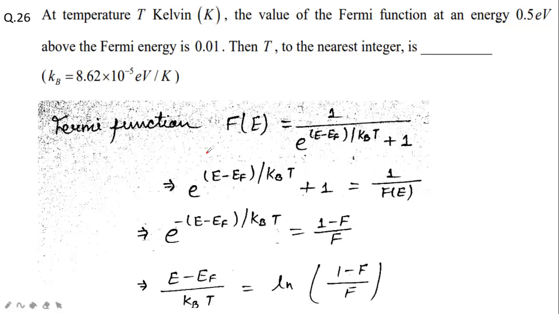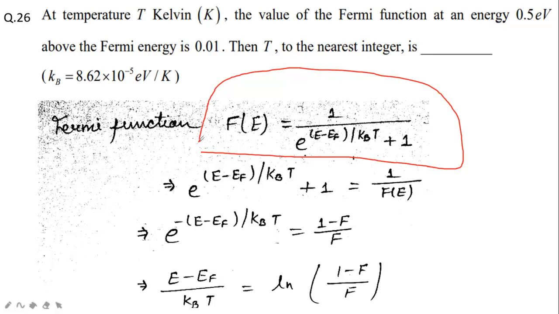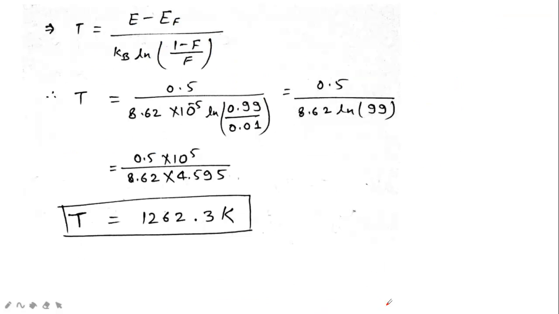This is the formula of the Fermi function: F(E) equals 1 over exponential (E minus EF) over kBT plus 1. Just note it down, I am putting a star here. It is an important formula. So F(E) will come down and this will go up: exponential (E minus EF) over kBT plus 1 equals 1 over F(E), and by solving and doing some mathematics you get this value.